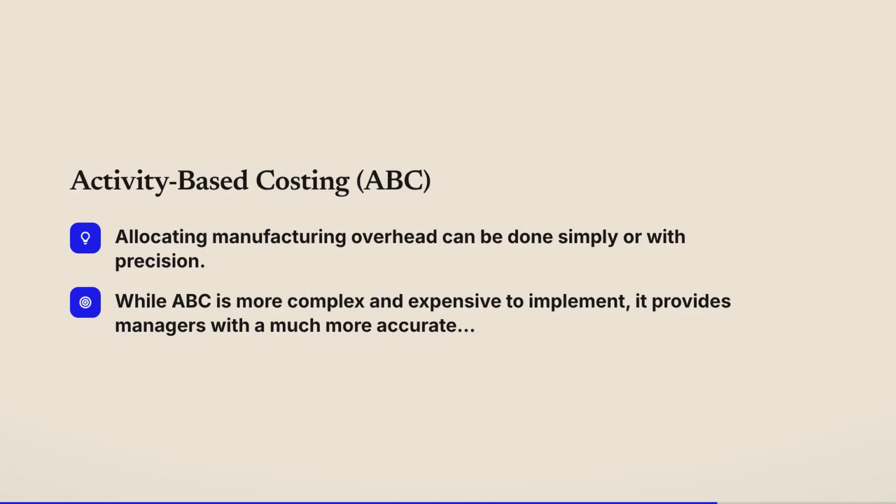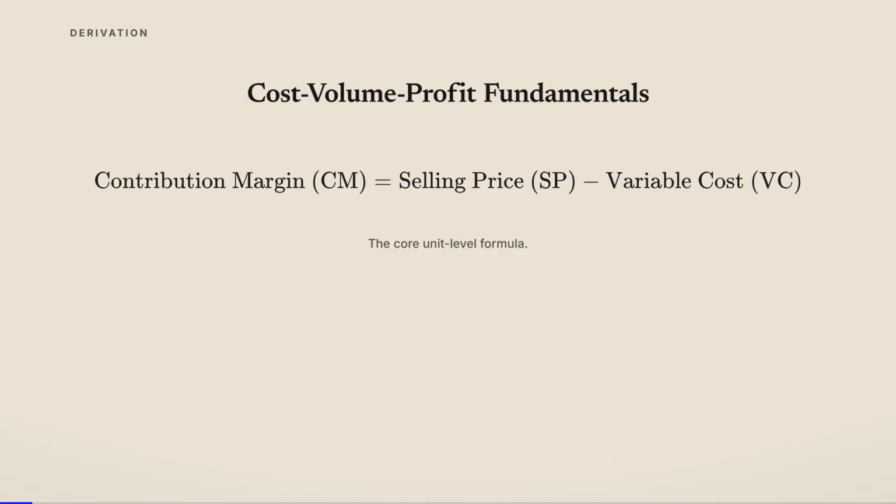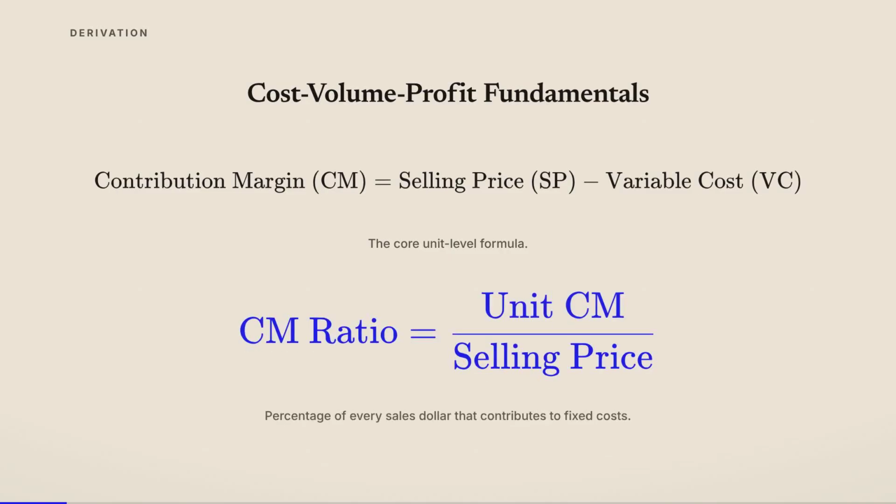While ABC is more complex and expensive to implement, it provides managers with a much more accurate understanding of product profitability, especially when production processes are diverse and overhead is a large portion of total costs. Cost volume profit, or CVP analysis, is a vital tool for planning.